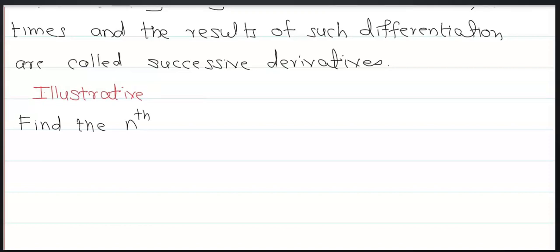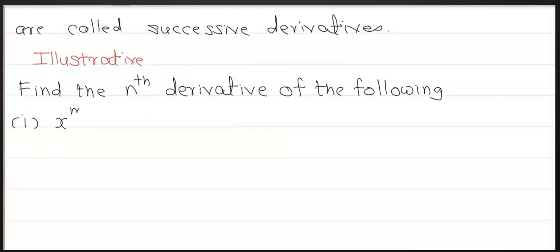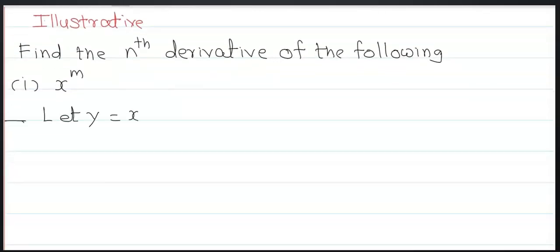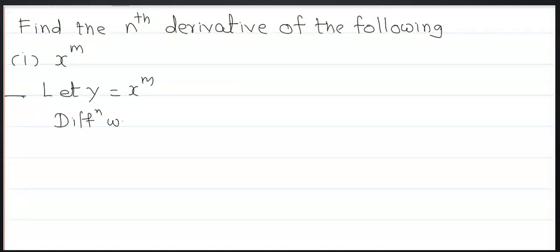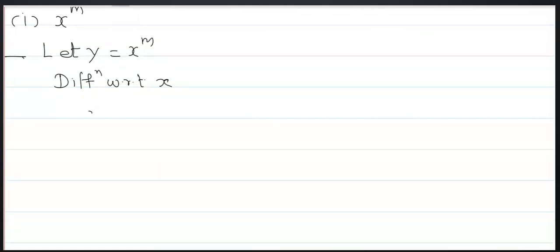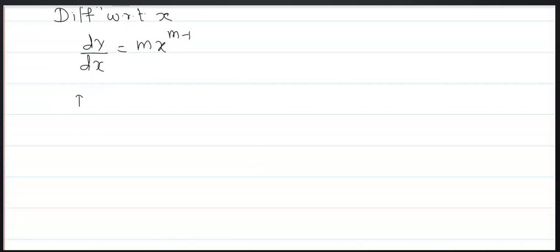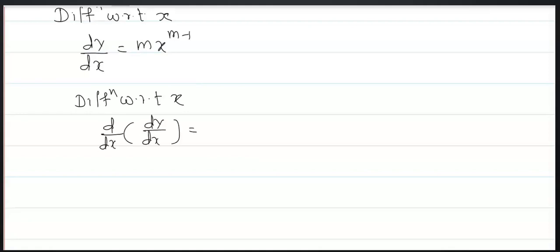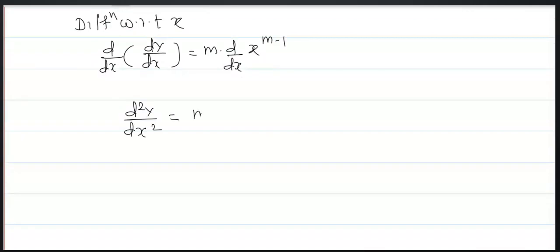Now the illustrative examples. Find the nth derivative of the following. First is x raised to m. Y is equal to x raised to m. Now differentiate this with respect to x. Therefore, dy/dx is equal to m x raised to m minus 1. Again differentiate with respect to x, then you will get m into d/dx of x raised to m minus 1. Therefore, d²y/dx² is equal to m into m minus 1 into x raised to m minus 2.